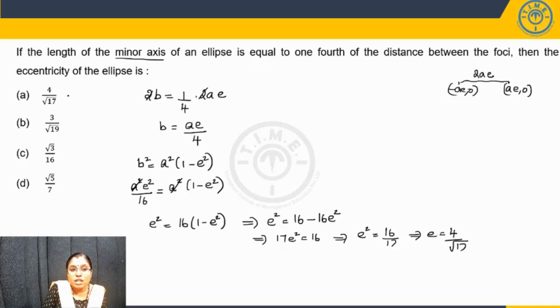So the required answer is 4 by root 17. So answer is option A. Let's work out another question based on this.